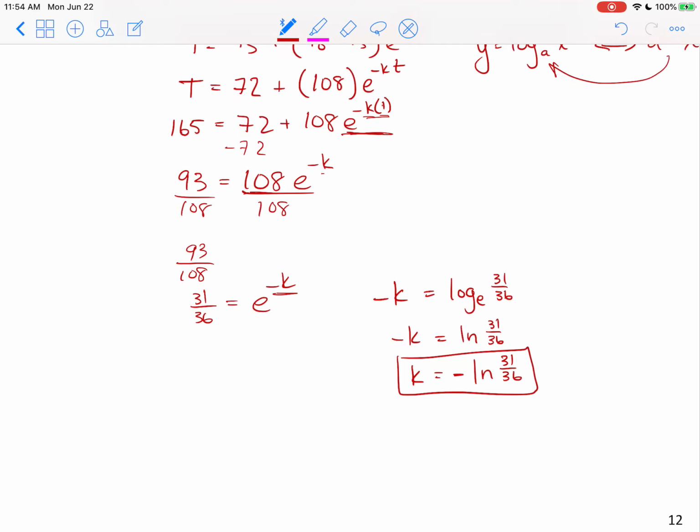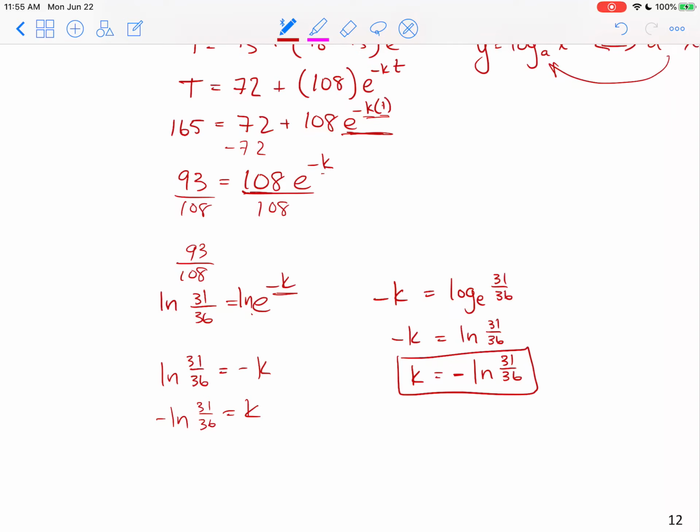So we can think of natural log as an operation, and if I ln both sides of the equation, ln of 31 over 36 equals, well, what do I raise e to get e to the negative k? The answer is negative k. So the ln and the e cancel out. They're inverses. So I get negative k, and then I can solve for k by dividing by negative 1. So I'm going to get the same answer either way.